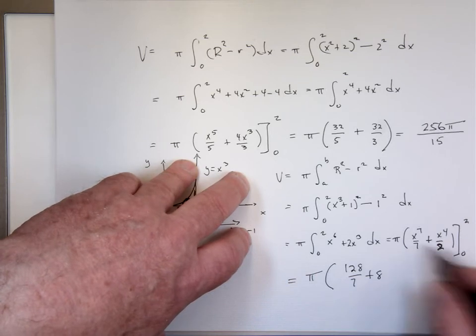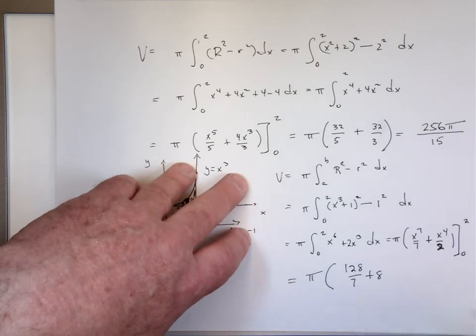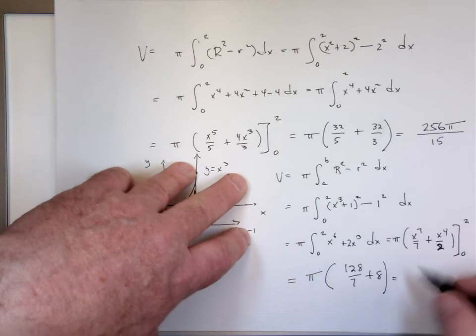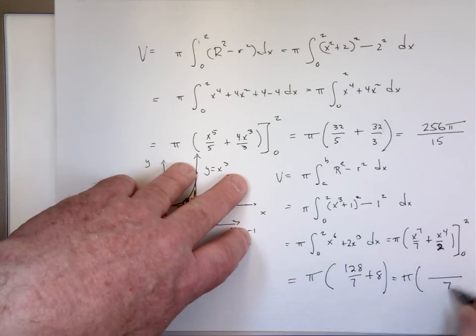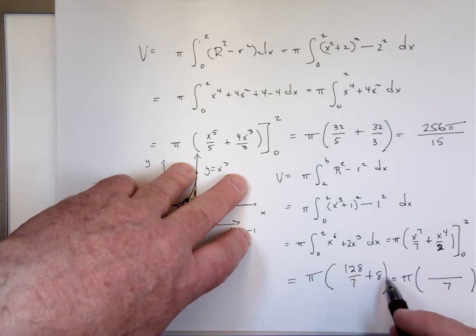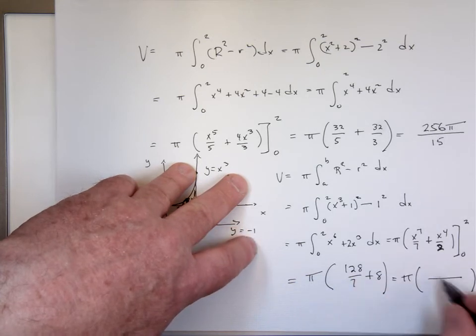We got to go with 7. Here, we're going to combine these into 1. So we're going to go with 7. We got 128 plus 56. That's 184 pi over 7. I subtracted some adding.